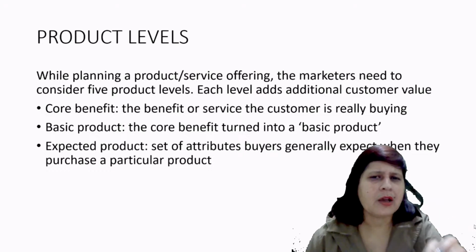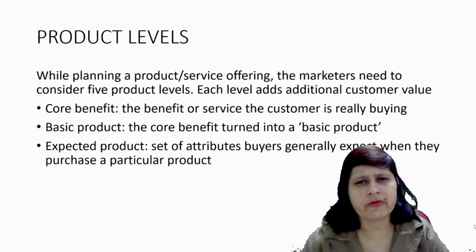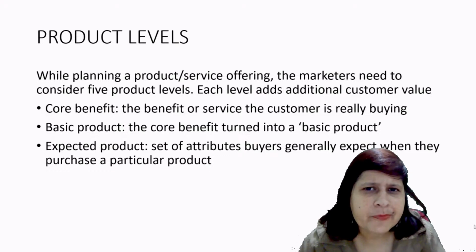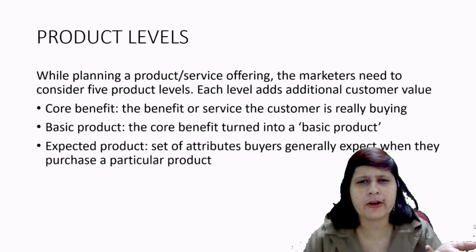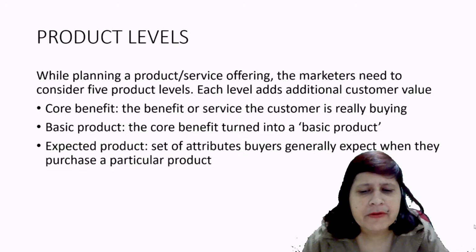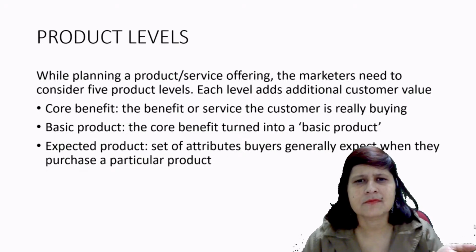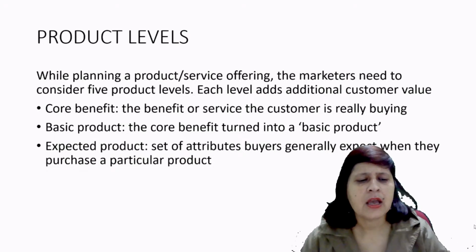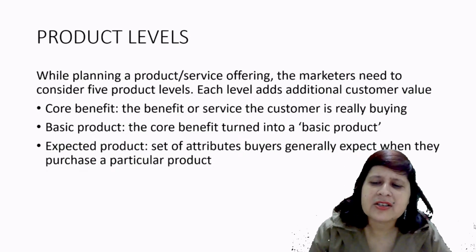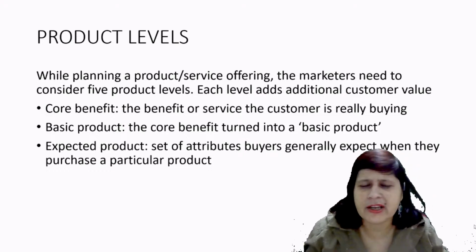Suppose I want to purchase a mobile phone. What is the core benefit of the product? Calling. I need a phone for calling. That is the core benefit of the product, right? Core benefit is that benefit or service the customer is really buying, right? Then basic product, and each level adds additional customer value. Core benefit is calling, right?